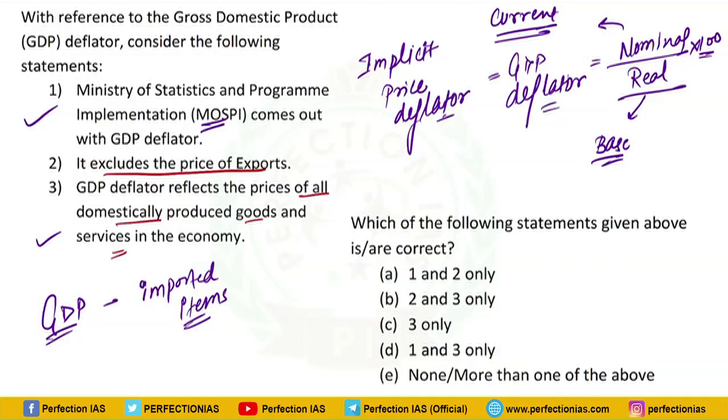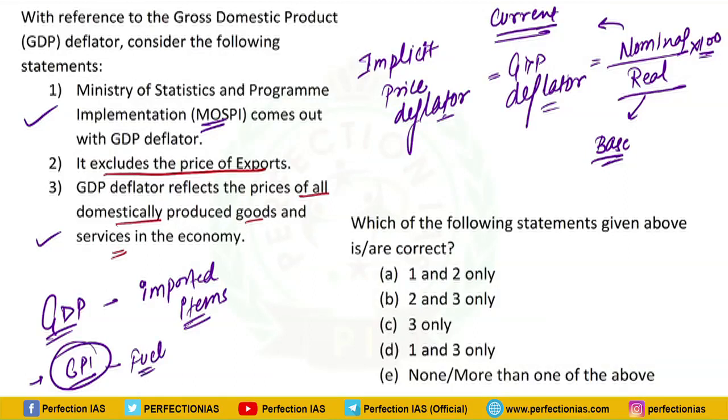One more thing, usually it is compared with CPI as well. In fact, a similar question has been asked in UPSC as well. CPI will include those items, or the inflation in those items, which are consumed by the public. So CPI will include imported items, for example, fuel.